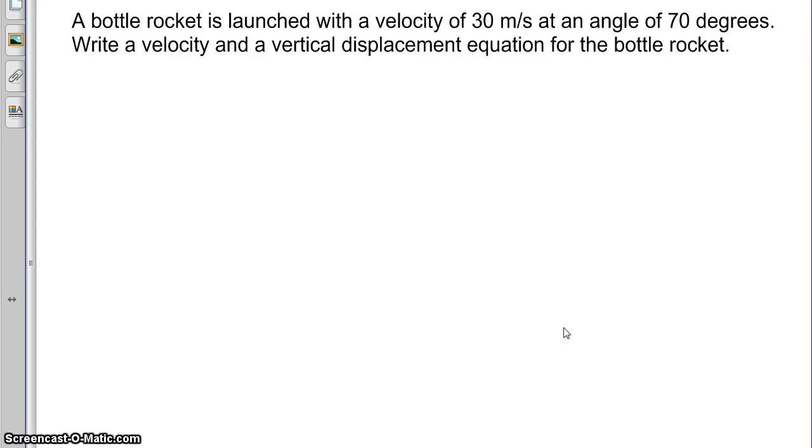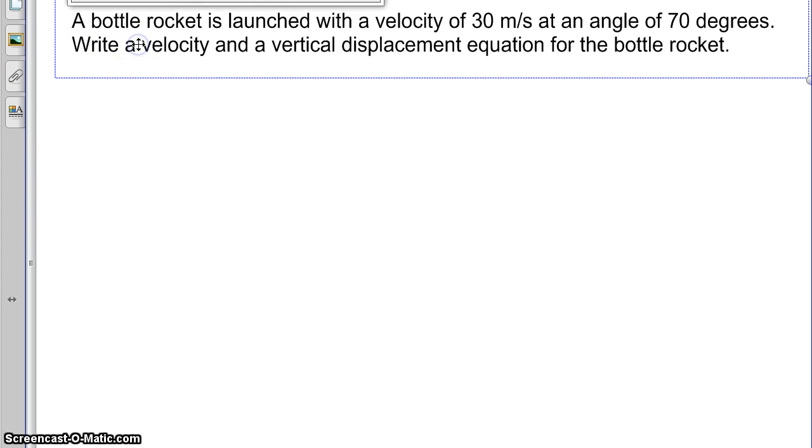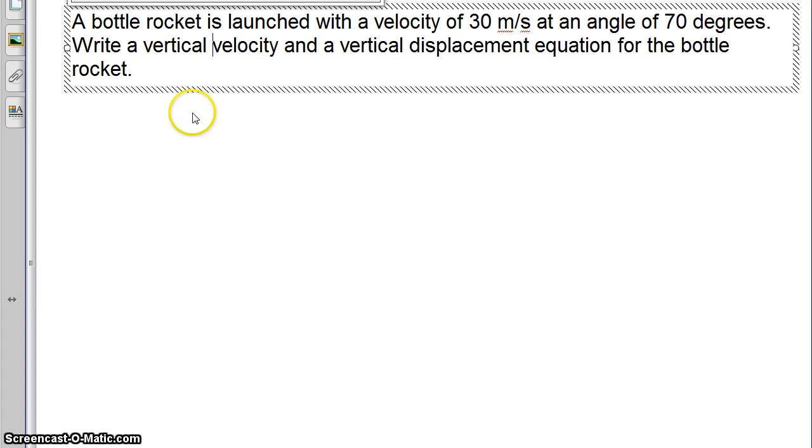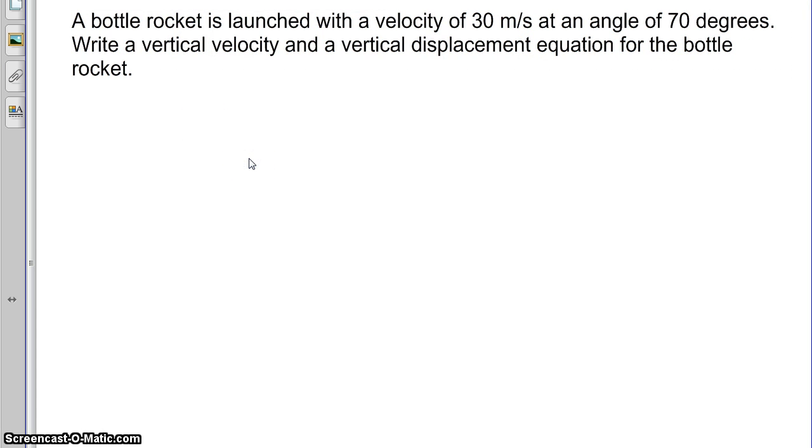I'm going to make a video showing how to write the vertical velocity and vertical displacement equations. I know you have a homework assignment about that. Several of you were confused in class today, so I'm making this video so you can see an example of how one's written out.